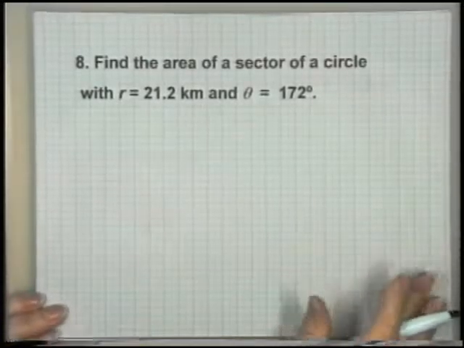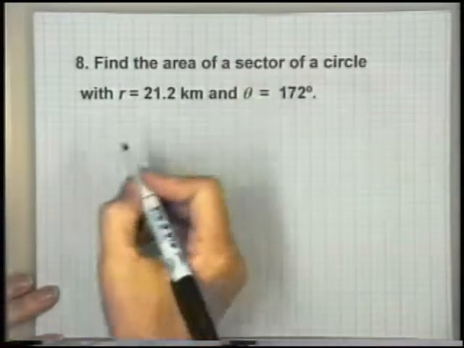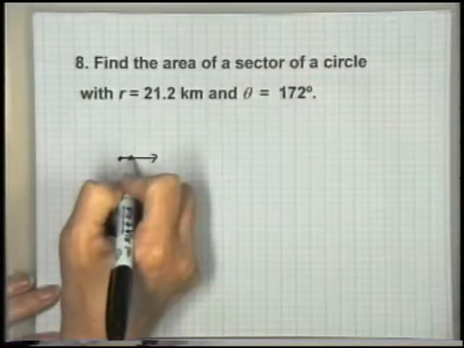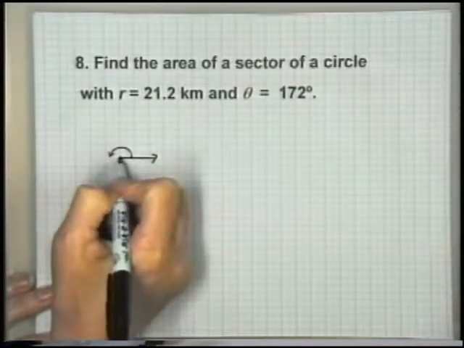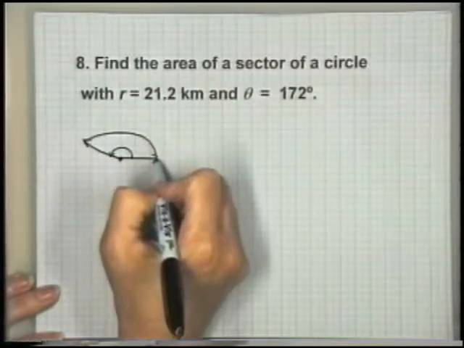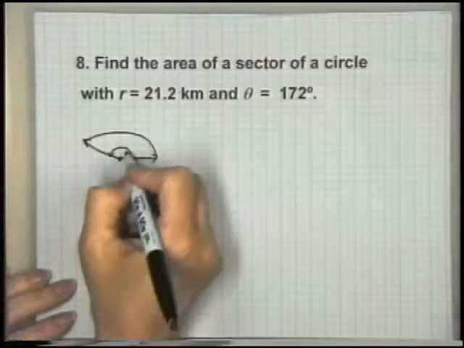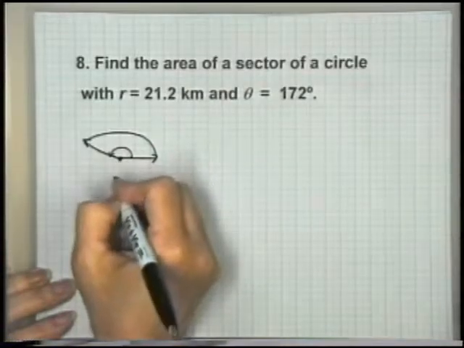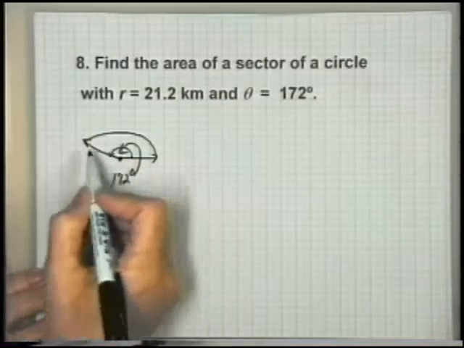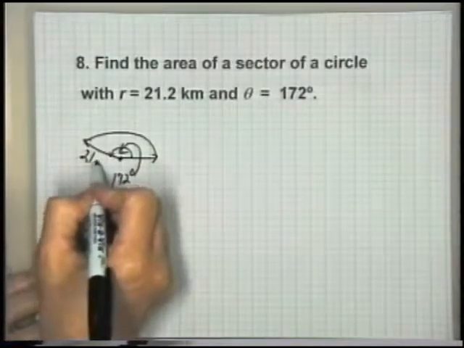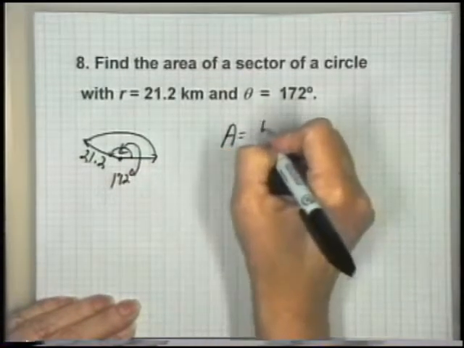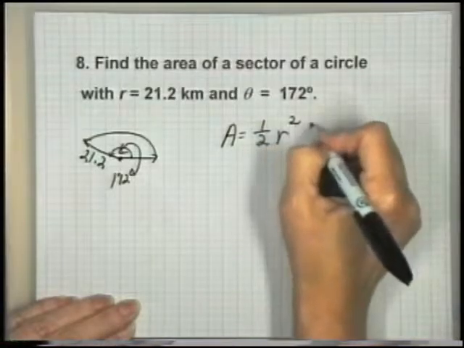For problem number 8, we're also finding the area of a sector. We're given the radius, and we're given theta is 172 degrees. So that would almost be 180. Pretty flat circle, huh? And we know that this angle is 172 degrees. We know the radius is 21.2 kilometers. So we'll just use our formula.